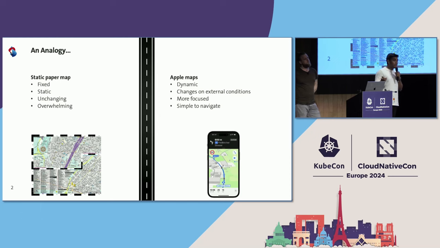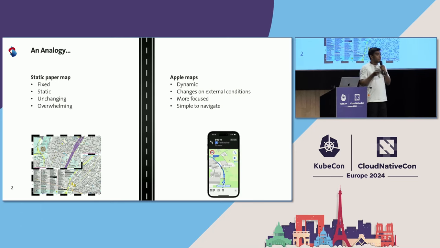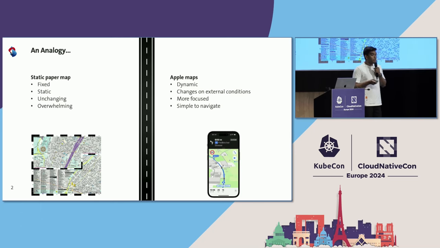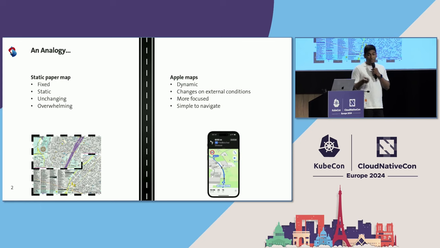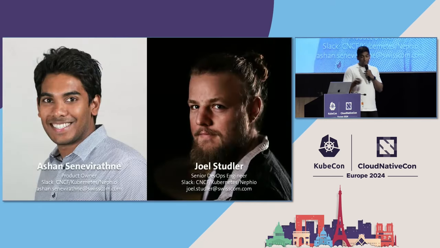These two examples really mirror what we are going through in our journey in the 5G core. What we have now is a GitOps way of implementation and configuration. It's quite static, very similar to the static paper map. What we want to achieve in the end is a dynamic configuration with the introduction of GitOps and Kubernetes resource model.